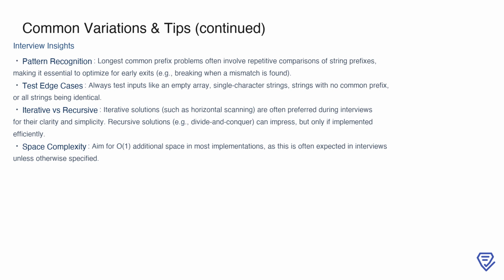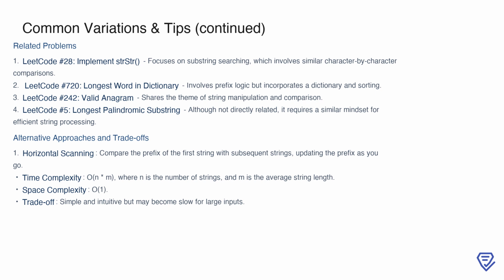In terms of approach, iterative solutions like horizontal scanning are usually preferred in interviews because they're easier to explain and debug. Recursive solutions, such as divide and conquer, can make a strong impression, but only if executed efficiently and clearly. Space complexity is another factor to keep in mind. Most interviewers expect solutions to use one additional space unless otherwise specified. Keeping these insights in mind will help you craft a solution that is both robust and optimized for the interview setting. The longest common prefix problem is closely related to other problems that you might encounter.